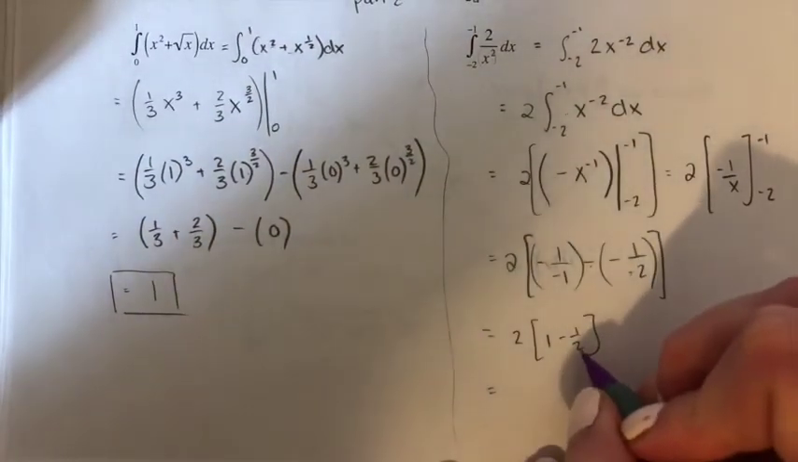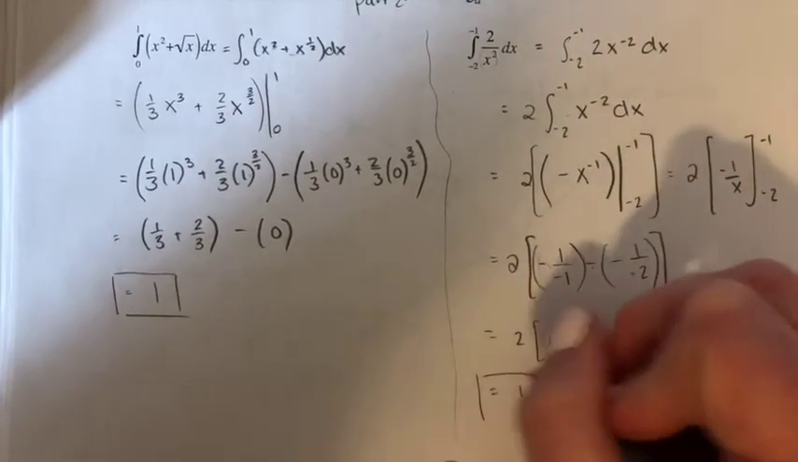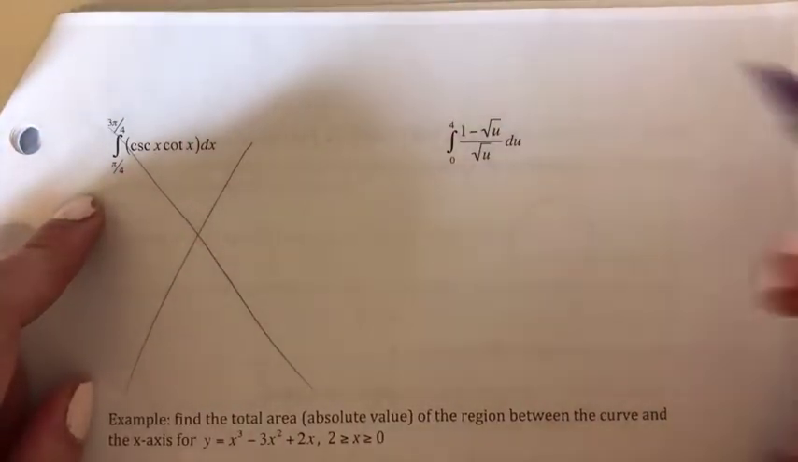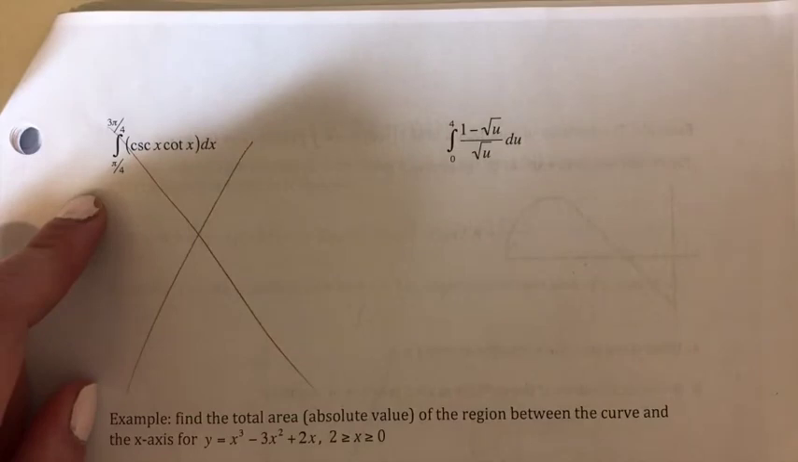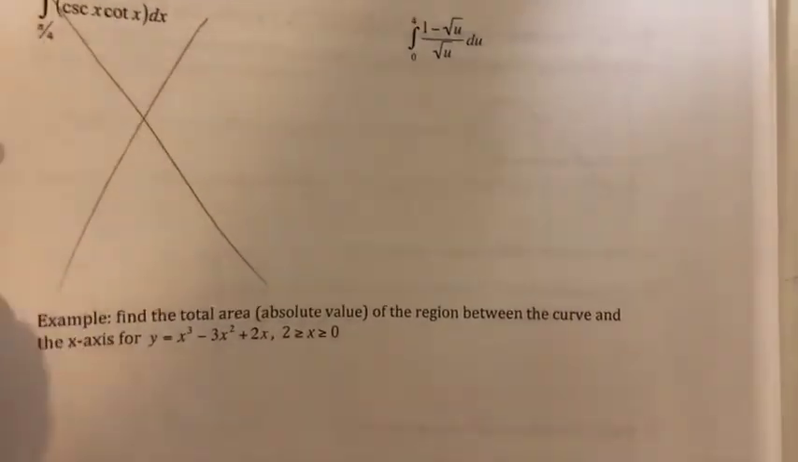So 1 minus 1/2 is 1/2, and then 2 times 1/2 gives us 1. These numbers aren't that bad. These ones, I'm not going to worry about. We haven't gotten here yet. This one, I'm going to show you, you may as well do this one.